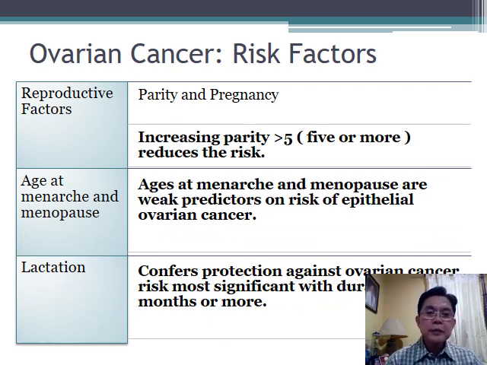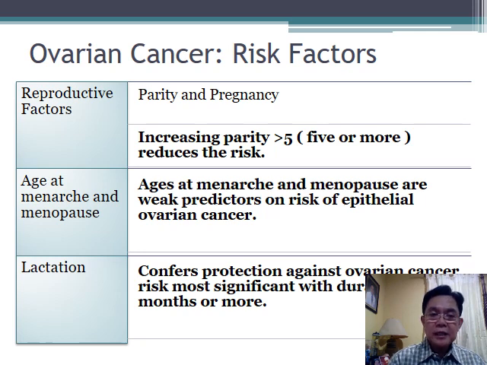So how about reproductive factors? We mentioned previously that parity and pregnancy might be a factor. Increasing parity of more than 5 reduces the risk. Again, this is related to ovulation, because the more pregnancies you have, the fewer ovulations the woman will have. So the risk of developing ovarian cancer might also be lower.